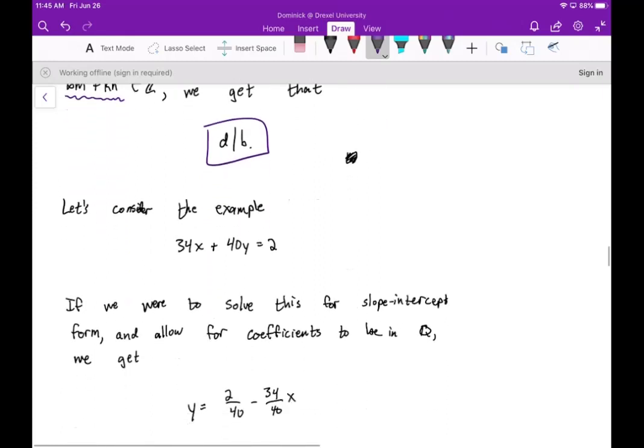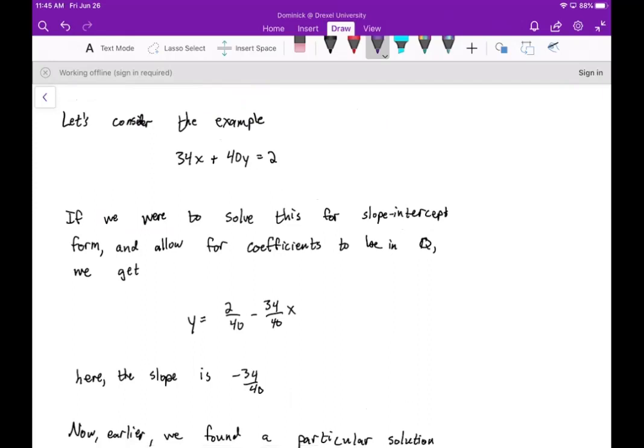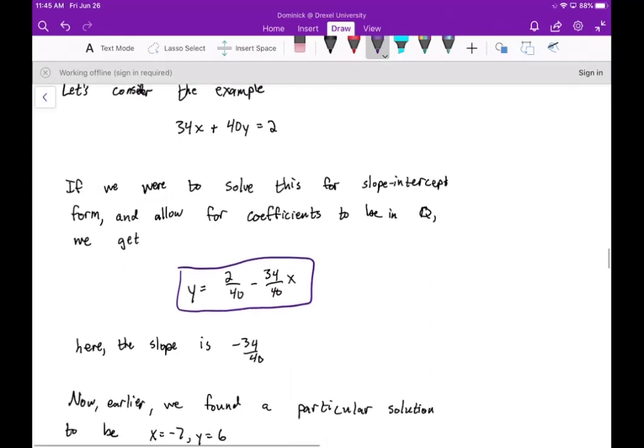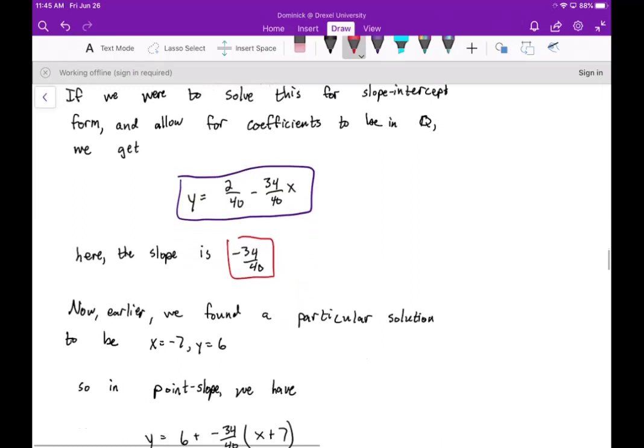Okay, so let's look at the following example. So we have 34x plus 40y is equal to 2. Now, if we wanted to solve this for slope-intercept form for a second, and we allow for coefficients to be rational numbers, then we get that y is equal to 2 over 40 minus 34 over 40 times x, right? And we see that the slope is equal to negative 34 over 40, right? And we'll reduce that in a second, but I want to show something here.